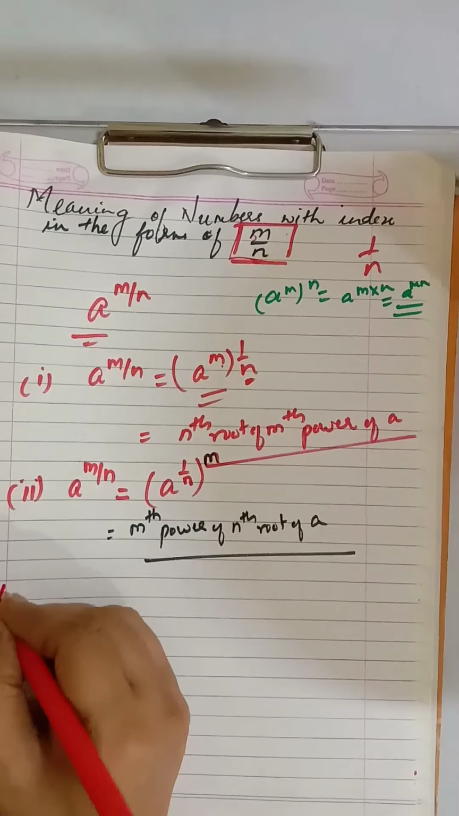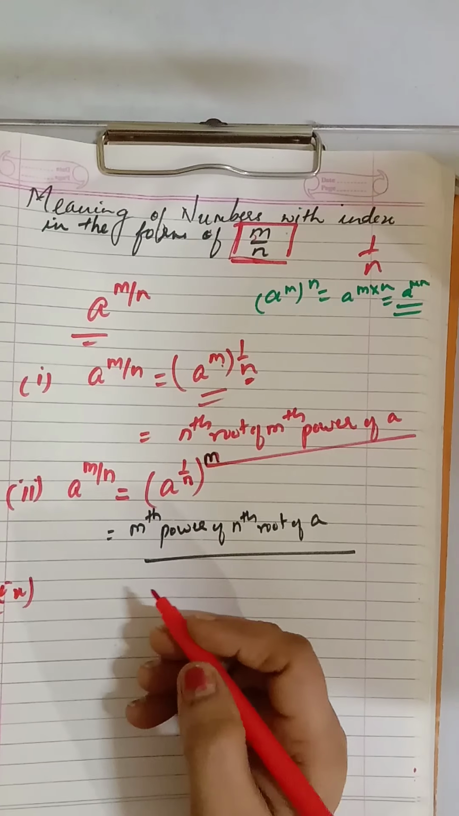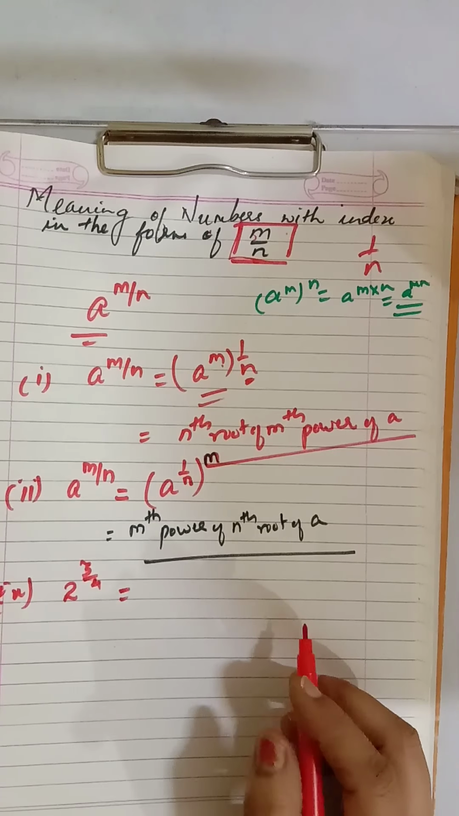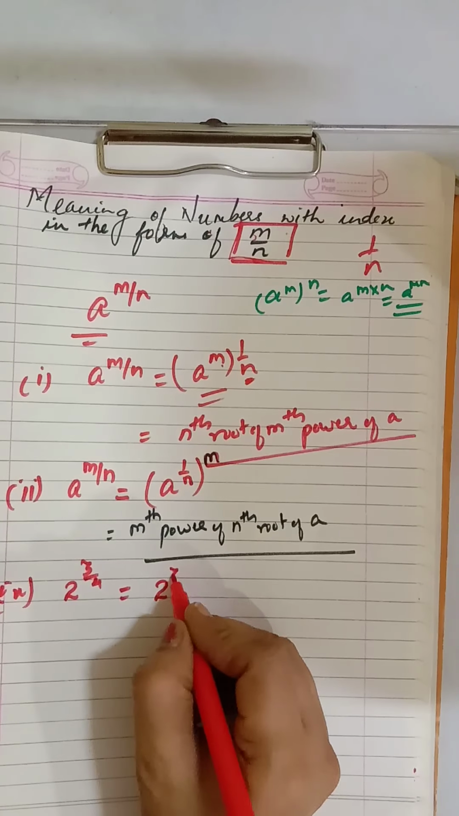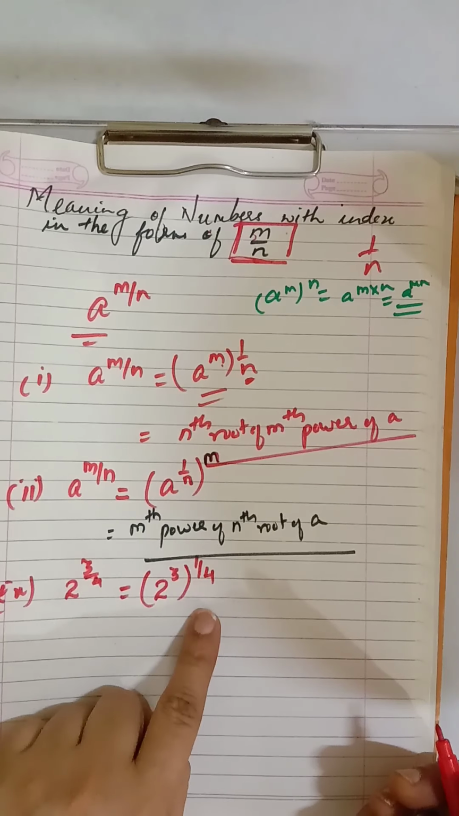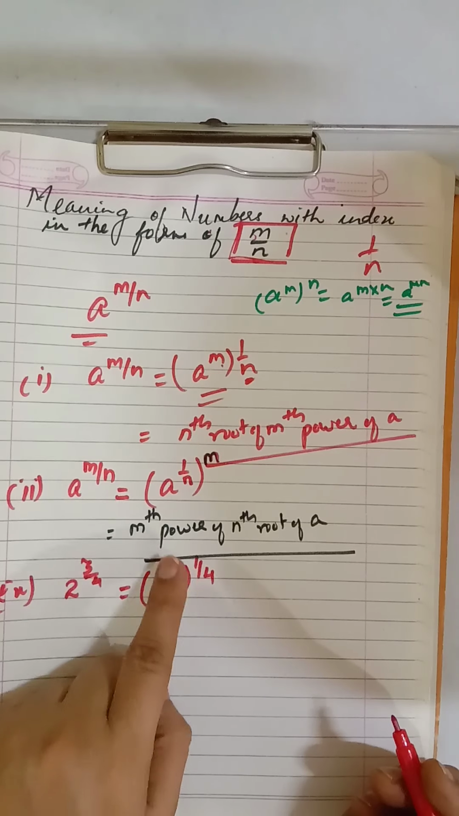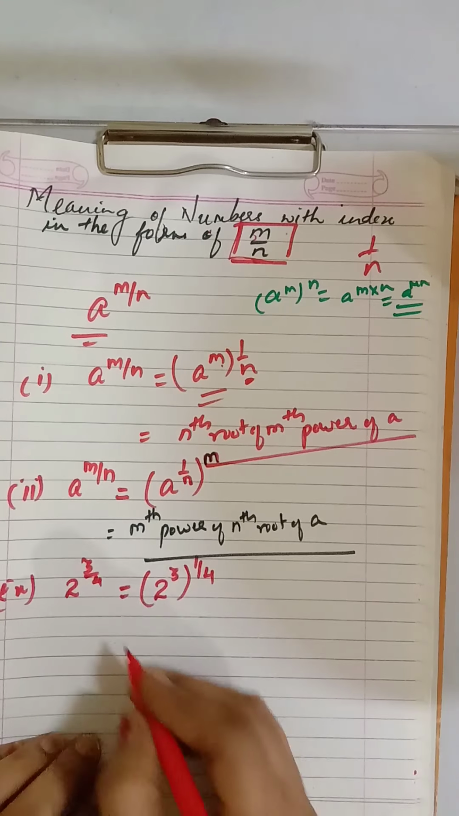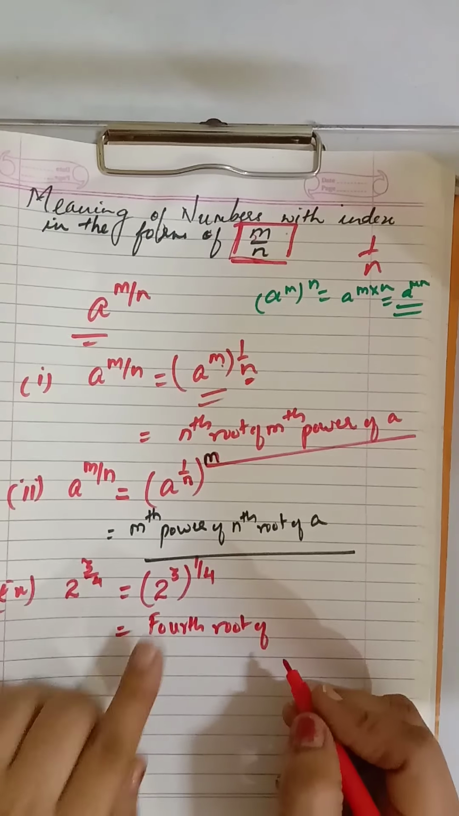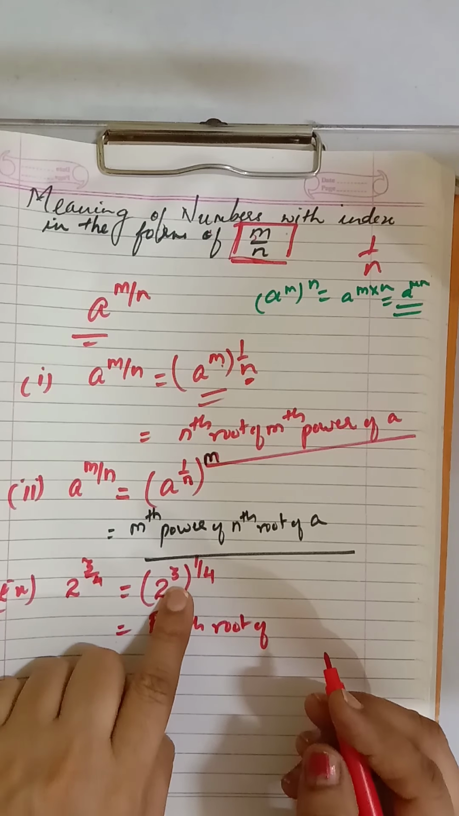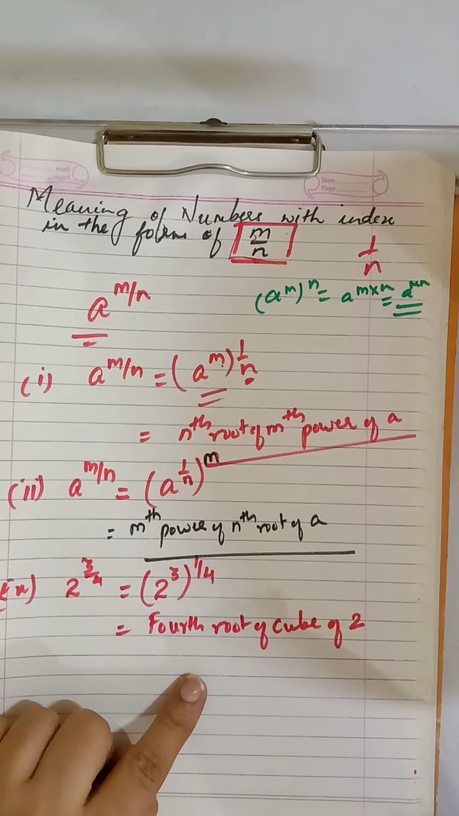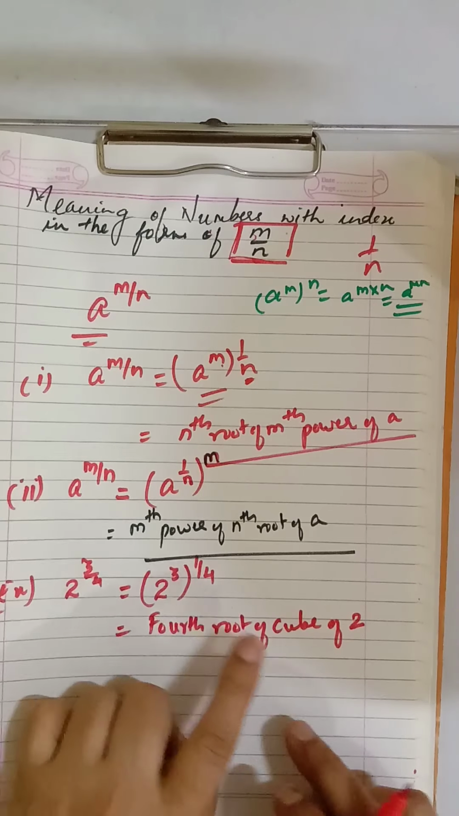Suppose I am taking 2 raised to 3 upon 4. So this can be written as 2 raised to cube, raised to 1 upon 4. So this will become what, children? 1 upon 4, it is in the denominator. So first we will write the fourth root of, now this is what? Cube, right? Fourth root of cube of 2.